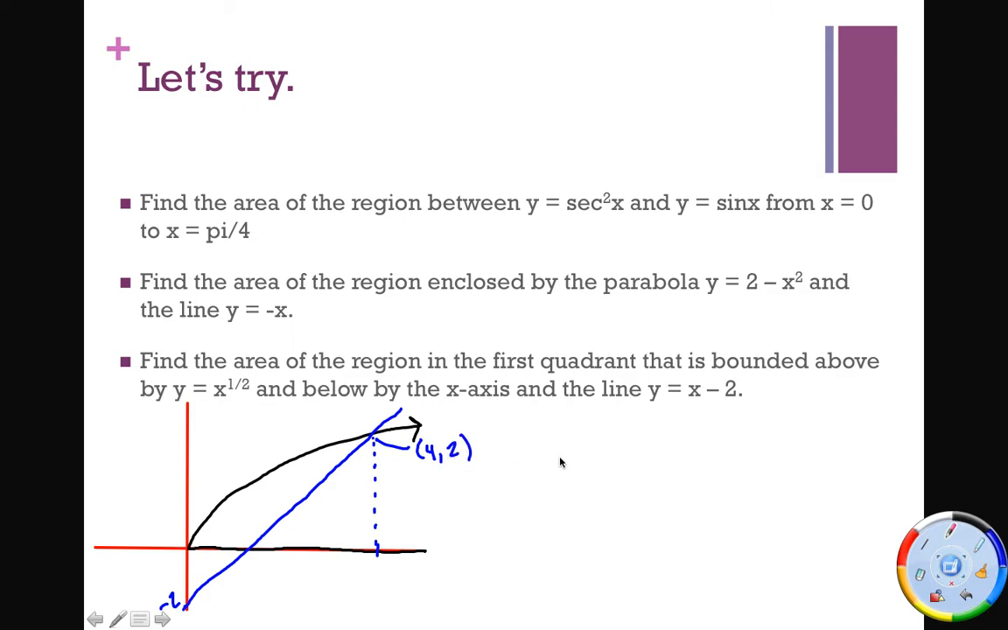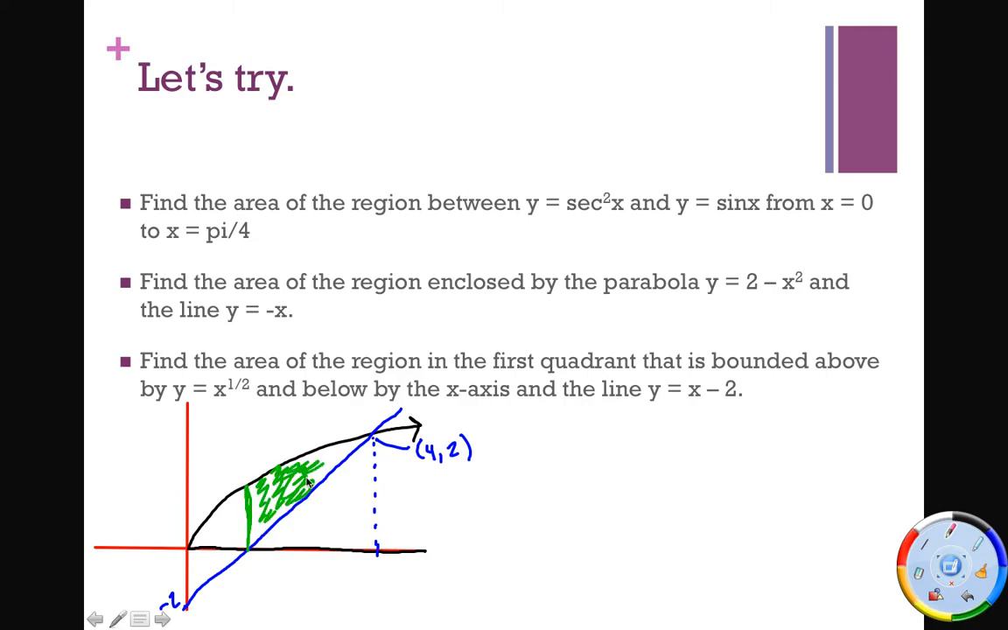Now the question is, what are we going to integrate? Because technically this involves 3 lines. It involves the square root function, the linear function, and the x-axis. So in this particular example, what we're going to do is split this problem into 2 parts. I'm going to look at this first integration here.